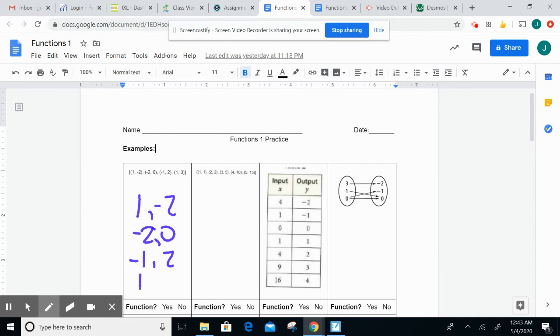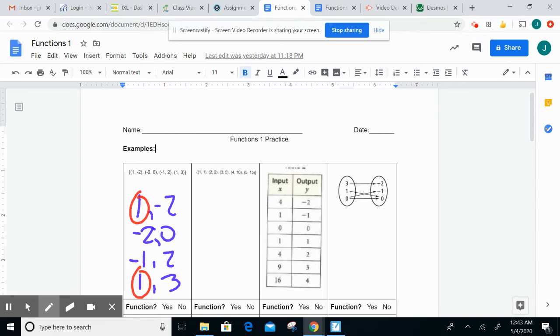And here's the problem. Does every x give a unique y? As in, when I plug in a -2, I get a 0, right? If I plug in a -1, I get a 2. But if I plug in a 1, I should only get one thing back, and I don't. If I plug in a 1, I get a -2 or a 3. That's not okay. So if an x repeats with a different y, it's not a function.